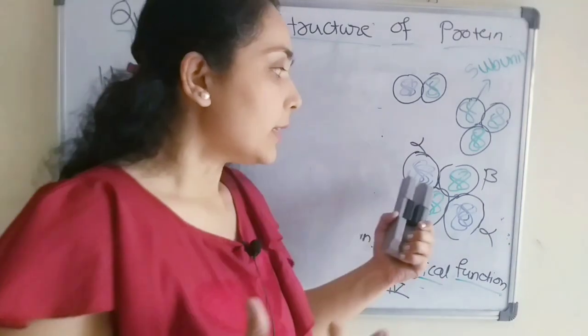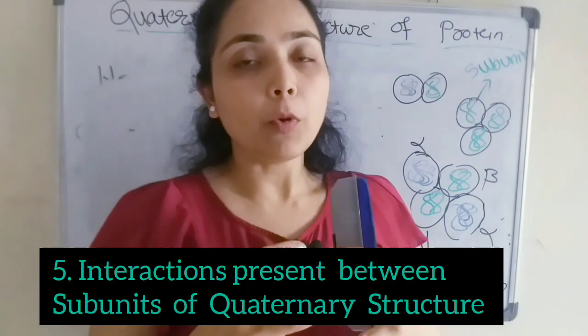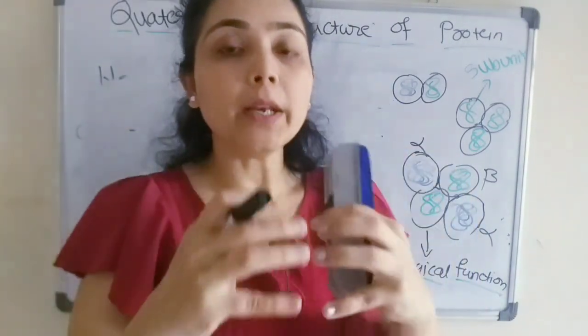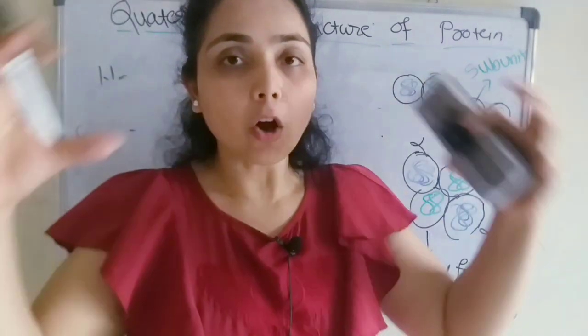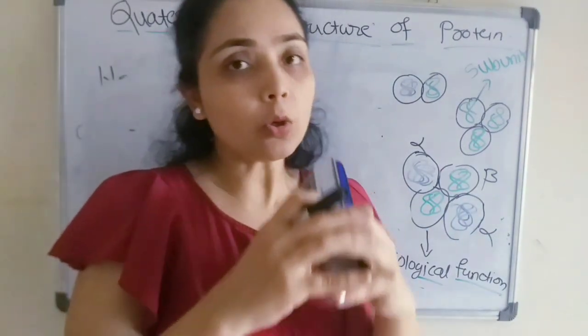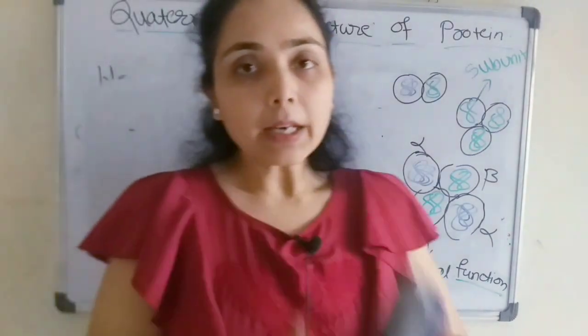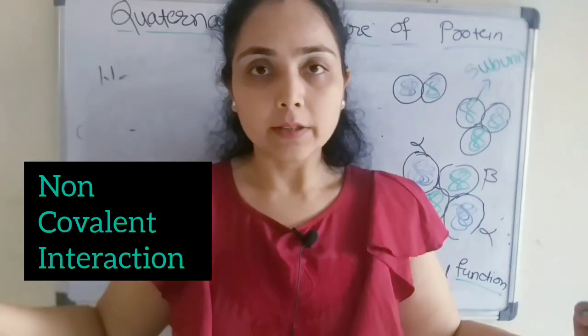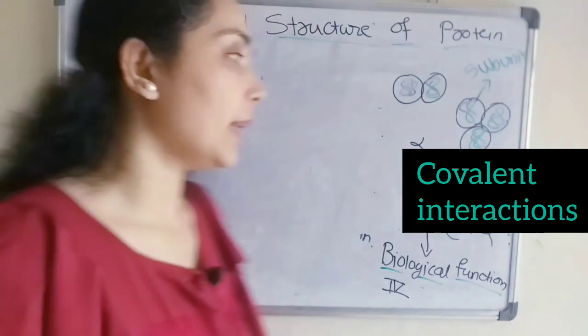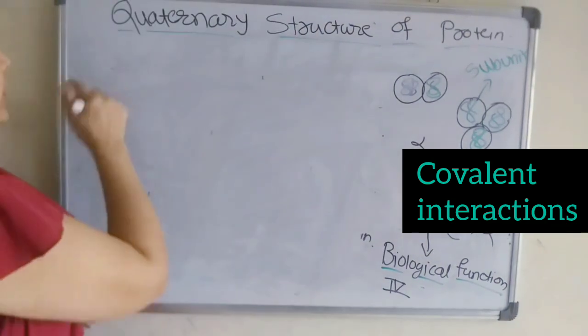Now we will see what kinds of interactions or bonds are present which hold the quaternary structures together, or which hold all the subunits together. So together they will perform the biological activity. Those interactions we can divide into two categories: non-covalent interactions and covalent interactions.